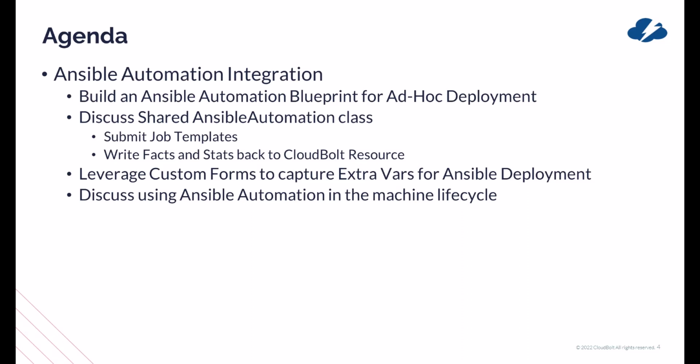And finally, the agenda for what we're going to be discussing today. We're going to start by building an Ansible automation blueprint. It's going to be an ad hoc deployment, just a real simple, basic job template that we're going to execute. We're then going to talk through an Ansible automation class that we built for the purposes of this video. We will be putting the samples for this out on the CloudBolt Forge, so look in the links in the description for the video for the link to those resources that you can leverage and download and start to use to automate Ansible automation in your environment.